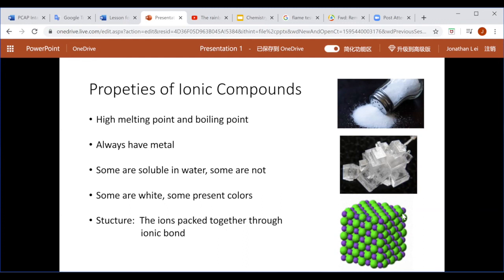So here is a structure of sodium chloride. The purple circle is sodium. The green big circle is chloride. You can see the sodium ion and the chloride ion packed so closely. And this structure extends in three-dimensional space, which forms this kind of structure. You can see these are all kind of like cubic shape, right? And this is the structure of salt we see and we use every day.